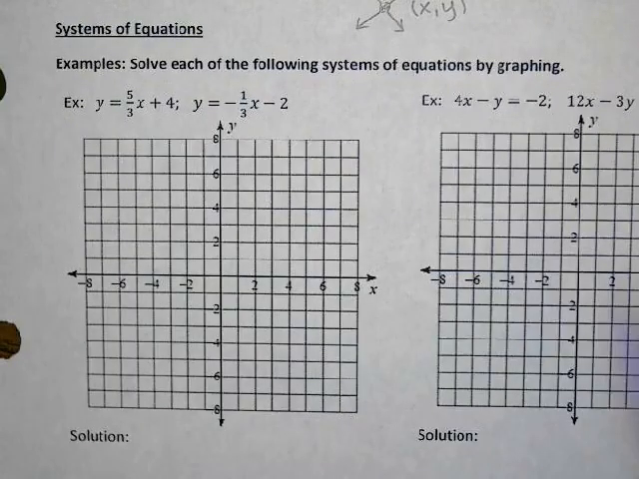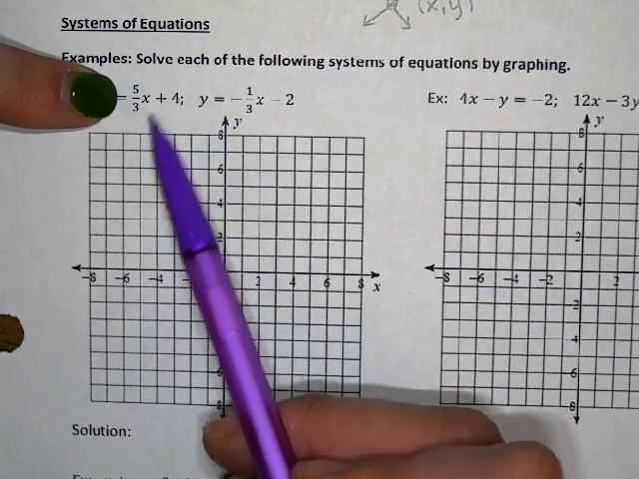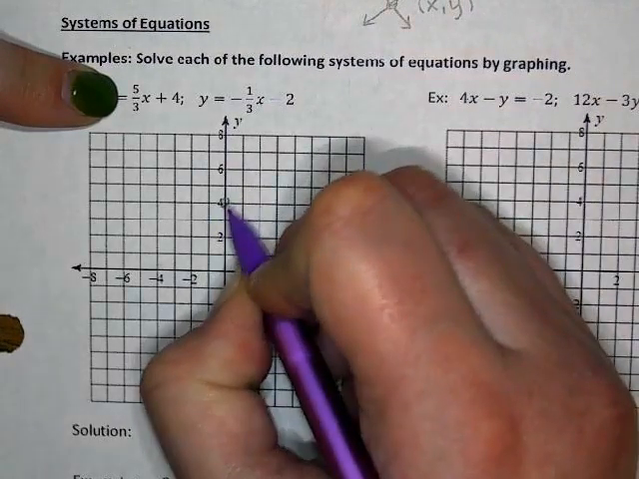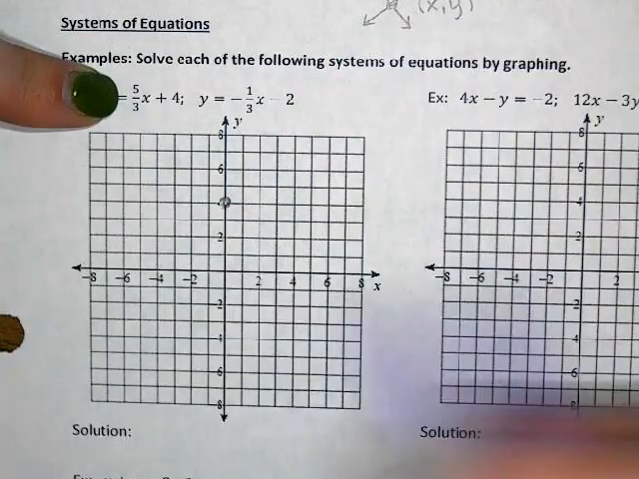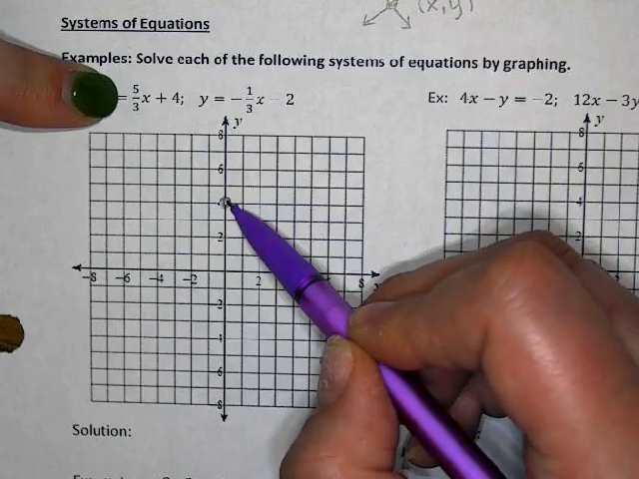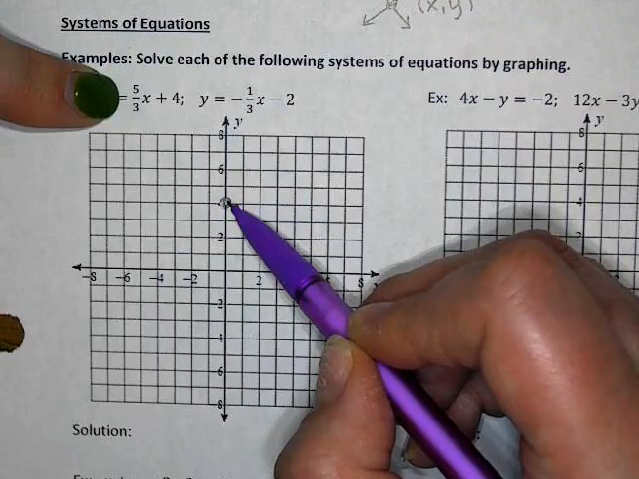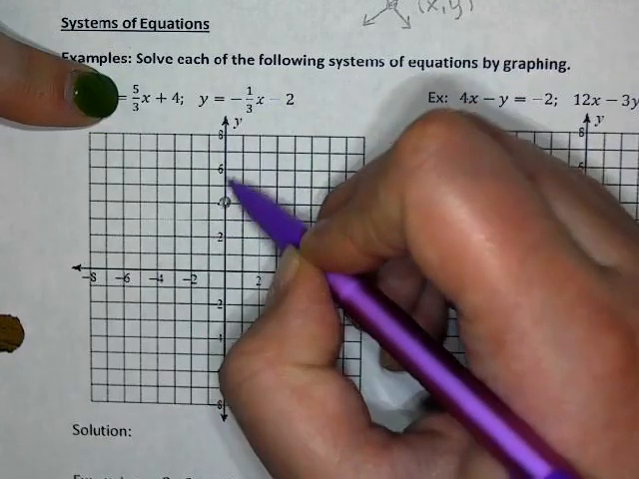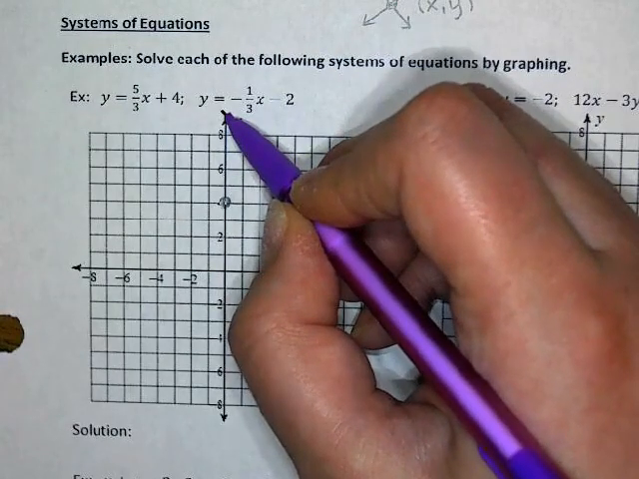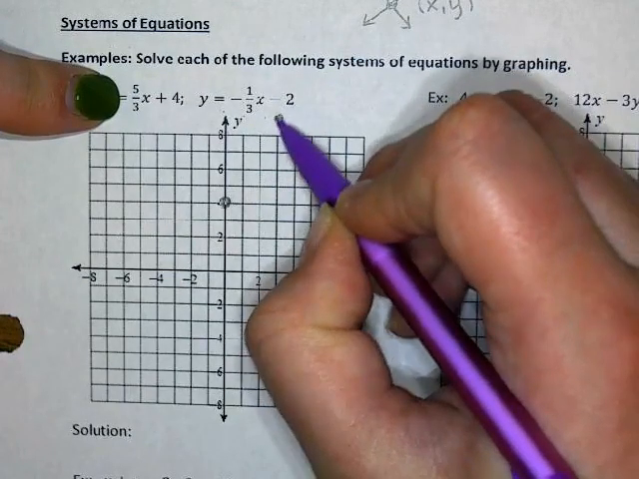So if we start with the first example, it says 5/3 x plus 4. Where should we start this graph? At 4. So we're going to start right here at the 4. And then how do we draw the slope of 5/3? Up 5 and right 3. So I'm going to go up 1, 2, 3, 4, 5. It's okay that I'm off the graph. I'm going to do it anyways. And then I go to the right 1, 2, 3. And I'm definitely out of space.